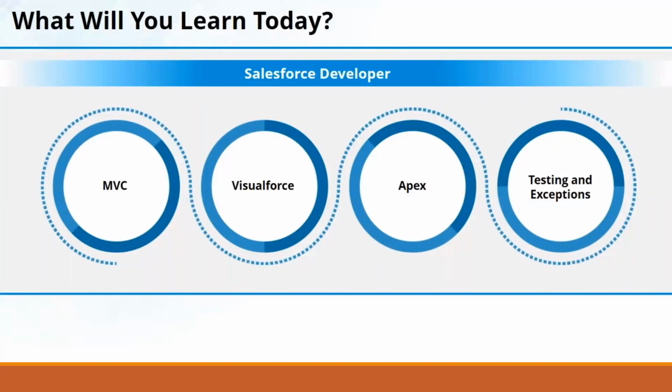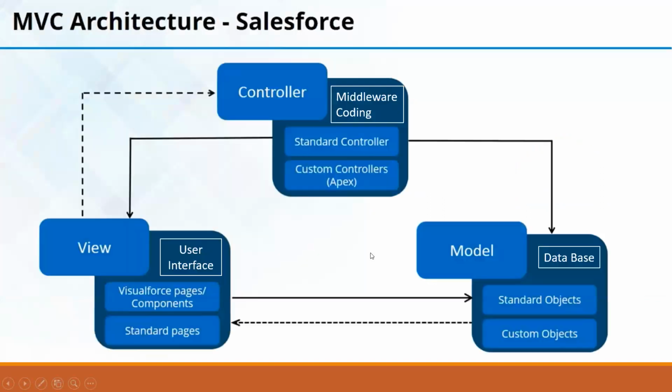Second is Apex. Apex is a programming language, which is also called the middle layer. We need to write classes, we can write triggers, we can write so many things in Apex. And third thing is testing and exception handling. So we will do testing and we will do exception handling. So this is what we are going to study. A lot of other things also we'll study. We will see it one by one.